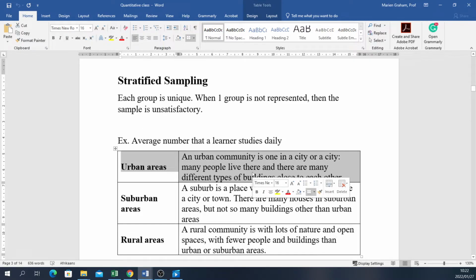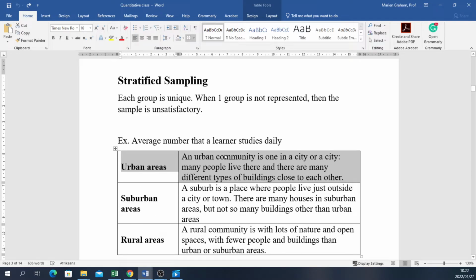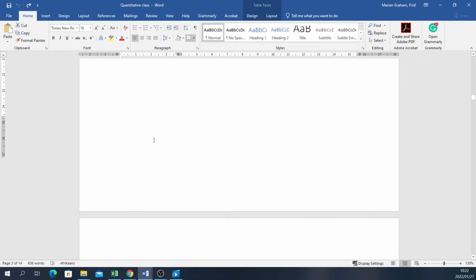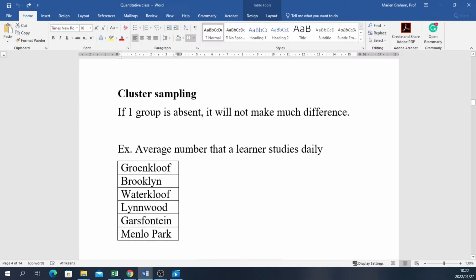Meaning if you drop a group, your study is worthless. Now it's not representing South Africa. It's not representative of the population of South Africa. That's stratified sampling. What is cluster sampling? Cluster sampling is when one group is absent, it doesn't really matter.